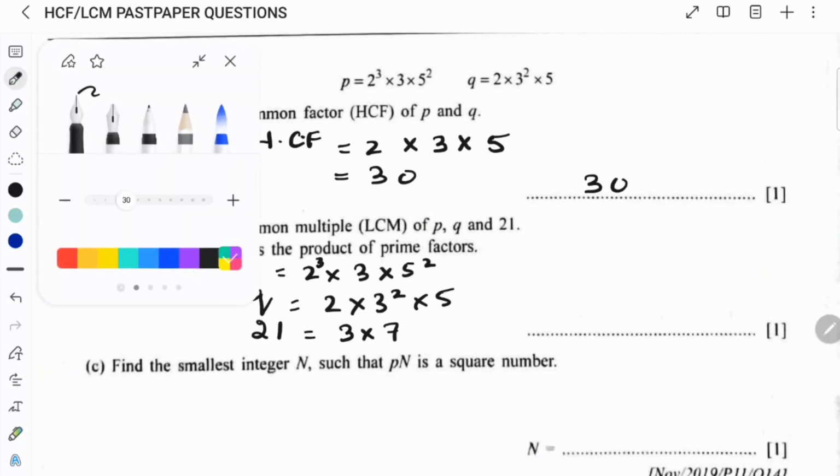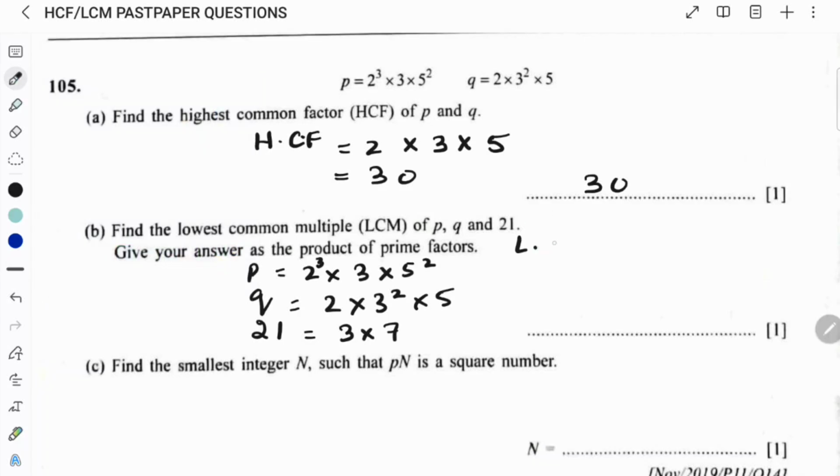So the LCM will keep the greater power. So that is 2 cube is the highest power in all of the three numbers. 3 square and 3, the higher power is 3 square. And 5 square and 5, so the higher power will be 5 square here. And what is left? 7 is left.